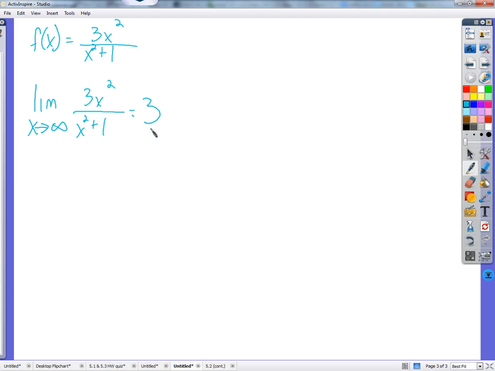Because the x squared is the same power in the numerator and denominator, the same degree, if we want to get specific. So a function like this, a rational function, one polynomial divided by another polynomial, will approach a single value when you have the same degree in both the numerator and the denominator. So anytime we have the same degree, we'll approach a single value, right?